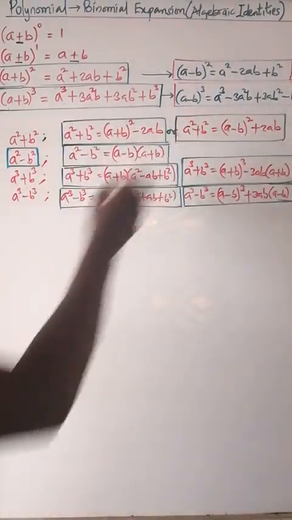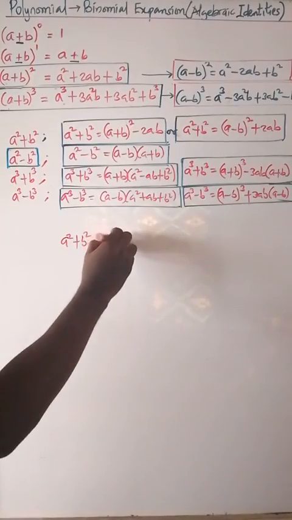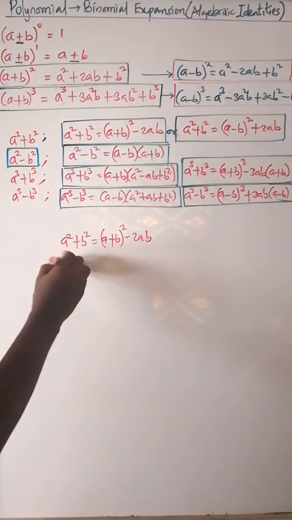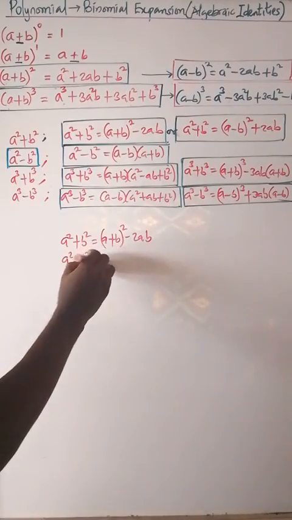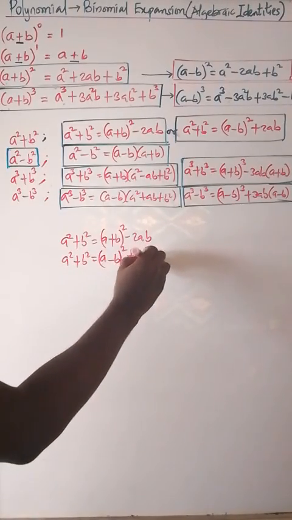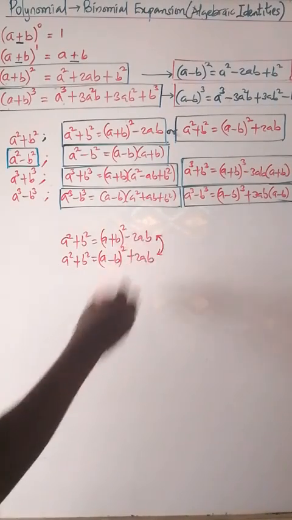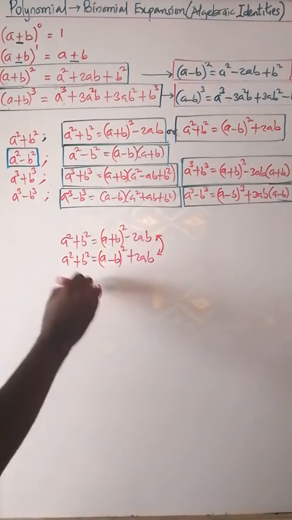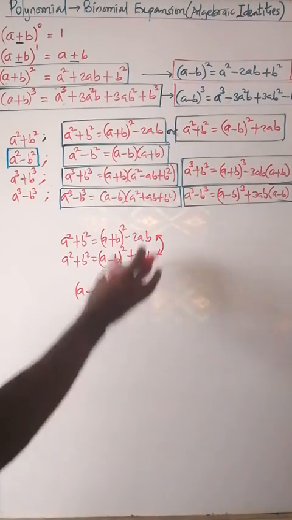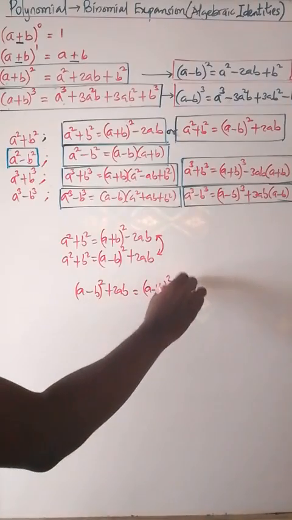From here, we are given that A squared plus B squared equals (A plus B) all squared minus 2AB. And from the second one, A squared plus B squared is (A minus B) all squared plus 2AB. Since they are both A squared plus B squared, these two are the same. So if I equate both, it means (A minus B) all squared plus 2AB equals what we have up there, (A plus B) all squared minus 2AB.